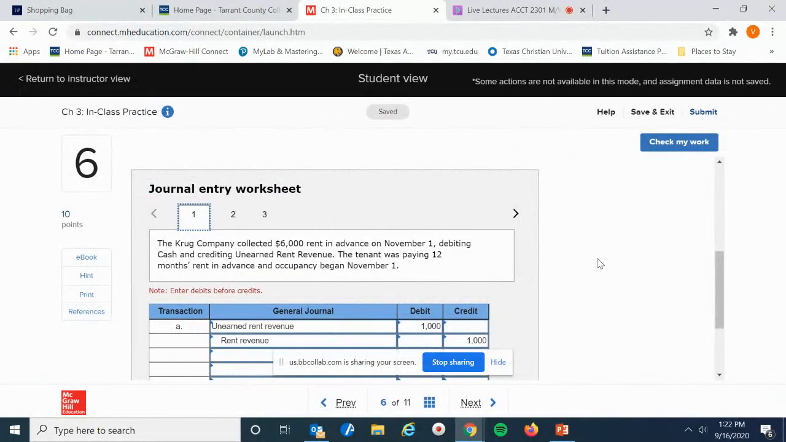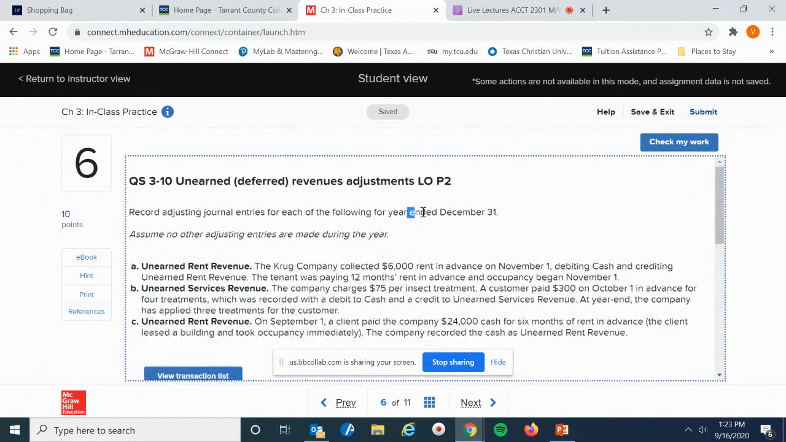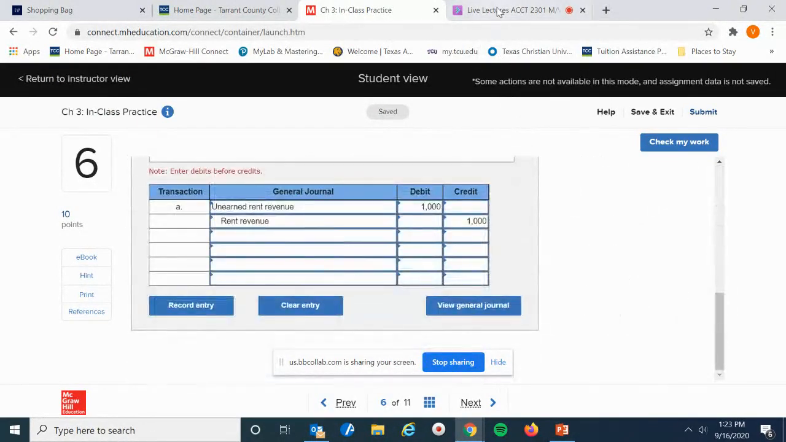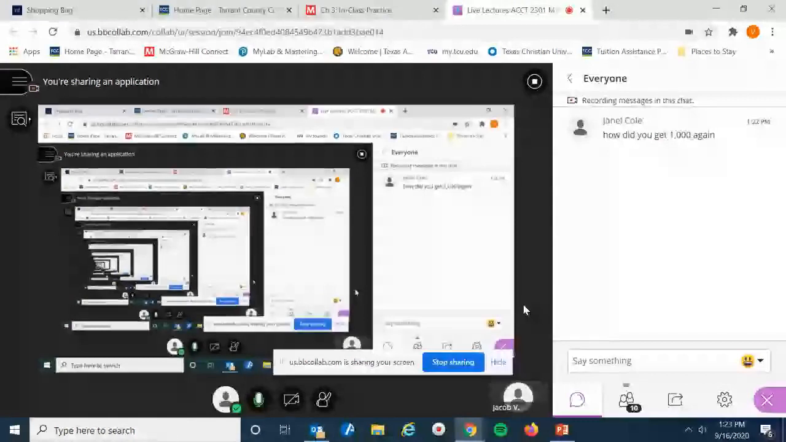So for the previous transaction, Janelle, I took $6,000. The $6,000 are for 12 months. So if I divide 6,000 by 12, $500 will be earned in rent revenue by the company per month. Occupancy began November 1st, so we have the month of November and the month of December, because up here we were told that we need to make the adjusting journal entries on December 31st. Does that help? Does it make sense?